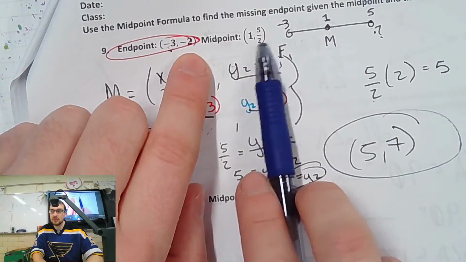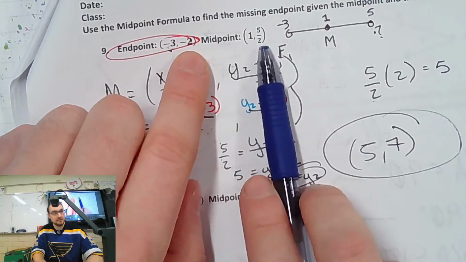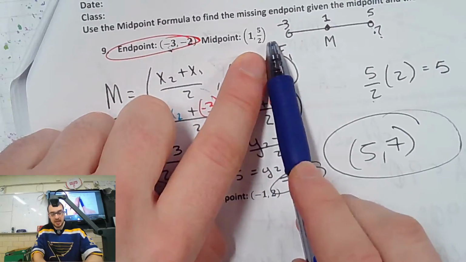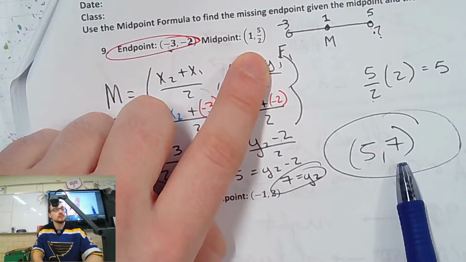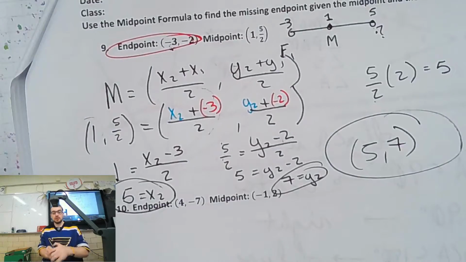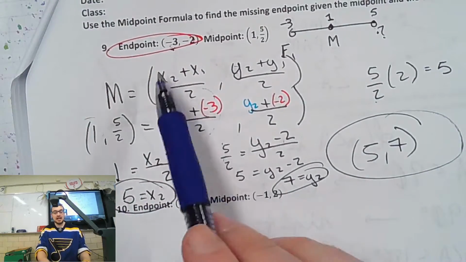If I'm at -2 and going to 5 halves, that's 2.5, so I added 4.5 to get there. If I add 4.5 to 2.5, I get 7. So you can check your work with that. Do you need to show this work? Oh, absolutely. But the idea plays out, yeah.